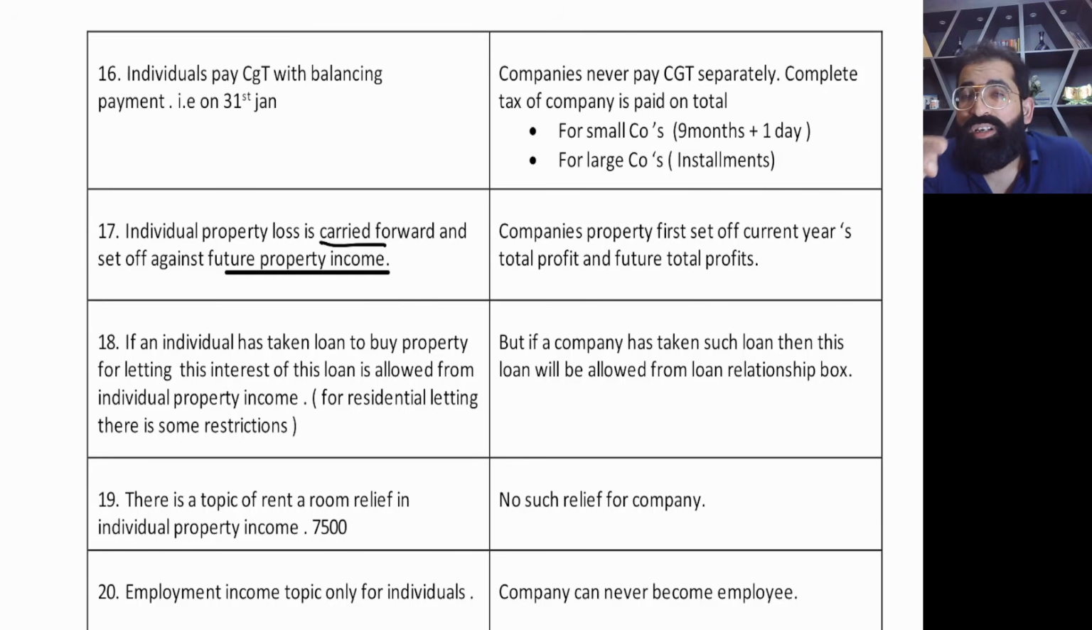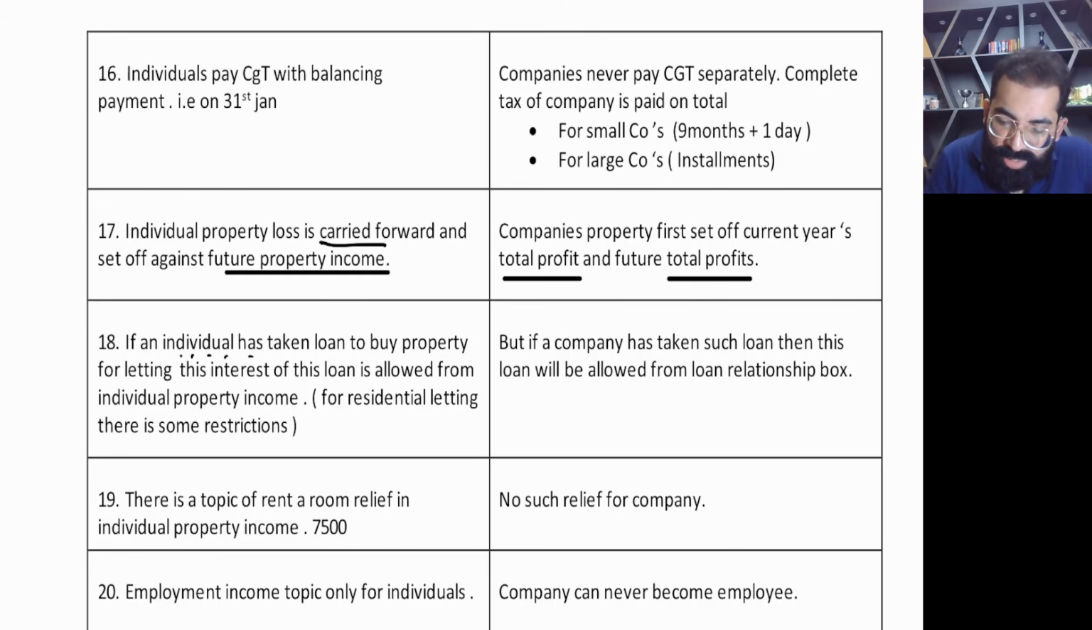And if an individual is earning normal property income and there is a loss in normal property income, it will be carried forward and set off against future normal property income. Okay, now come to companies. If you get a loss in a company's property income, be very careful, that loss will be set off against current year total profit and then future total profit. So here you have total profit, this is the difference.